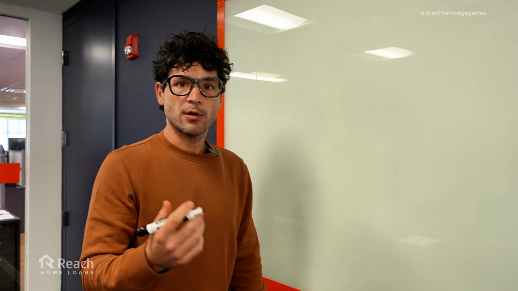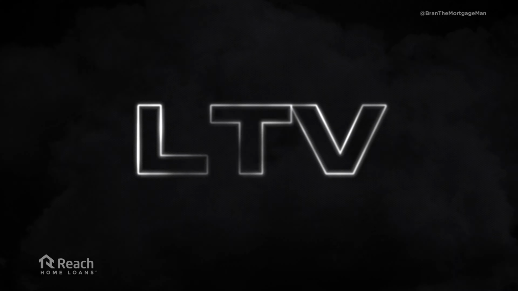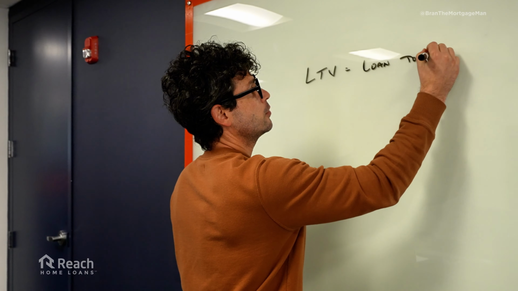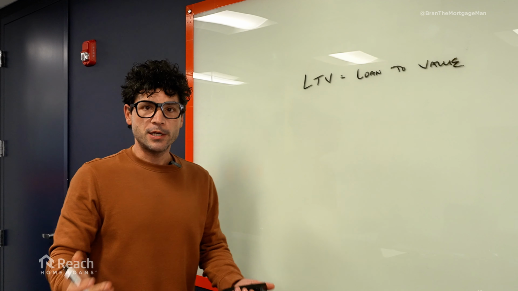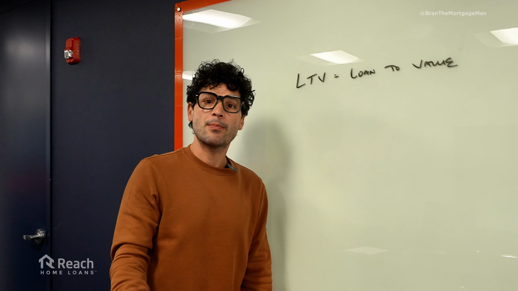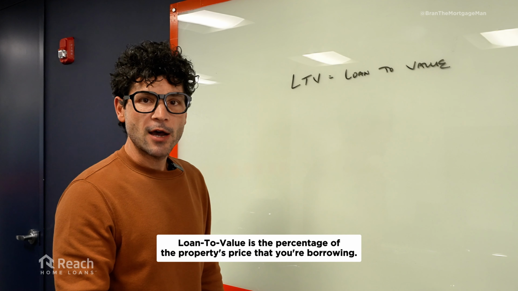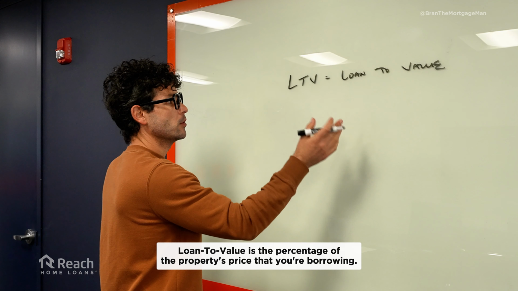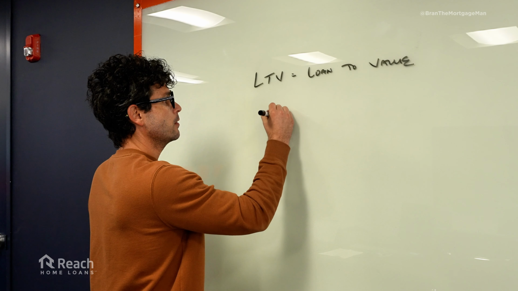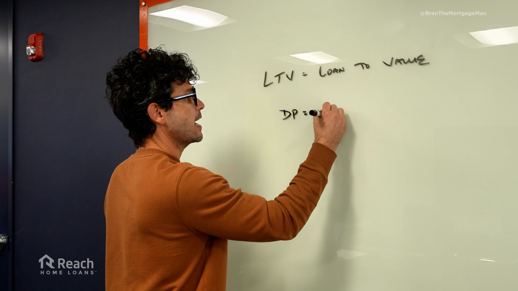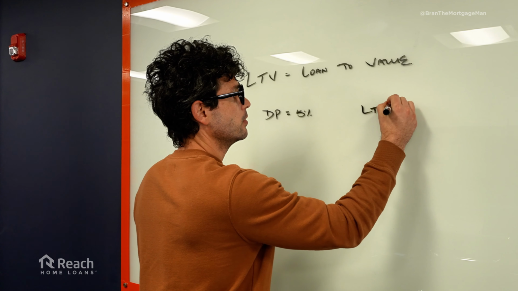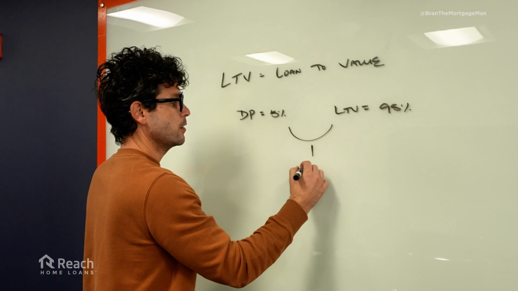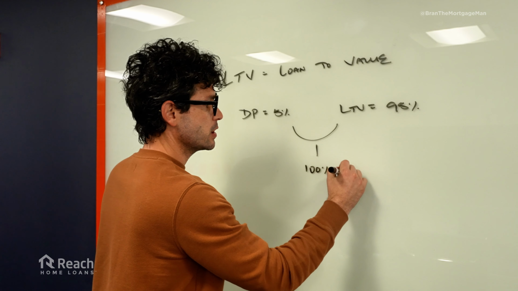Next, another acronym you're going to hear a lot of when you're going through the process is LTV. What LTV stands for is loan to value. This is another ratio, but in this case, it's dealing with the property that you're buying. So your loan to value is the percentage of the property value which you're financing. So loan to value example, if your down payment equals 5%, well, then your loan to value equals 95%, right? These two numbers together should equal 100% of whatever the purchase price is.